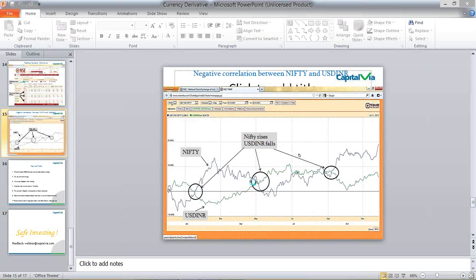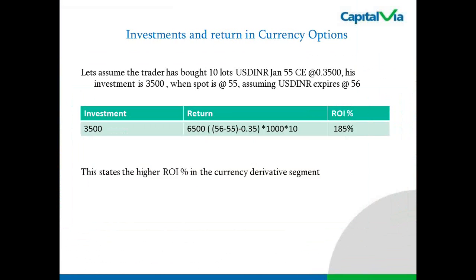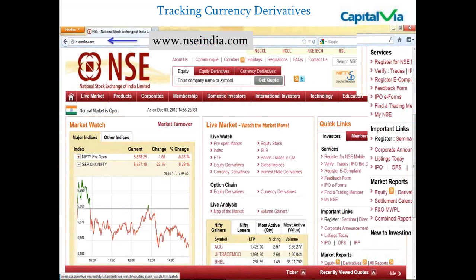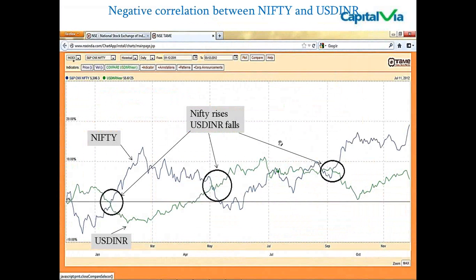Now let me come back to my original PPT where we were discussing all about the markets. Okay. So again, coming back to the analysis part, here you can see I have drawn a chart wherein I have compared Nifty and USD INR. This clearly shows that whenever Nifty rises, USD INR falls and vice versa. You can see here, you can see here, and you can see here also.